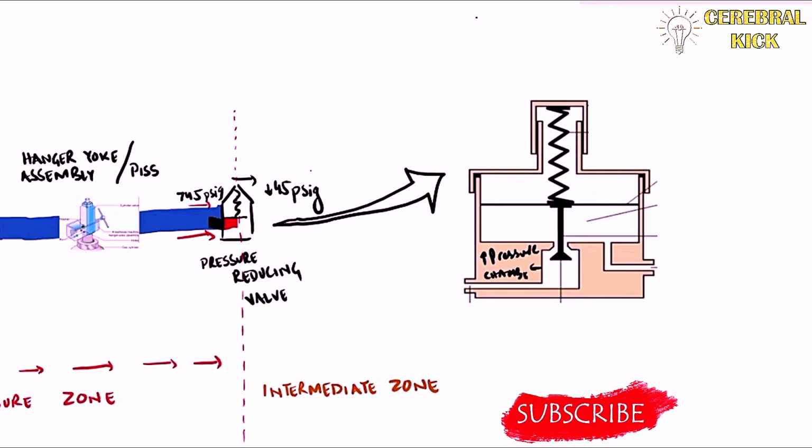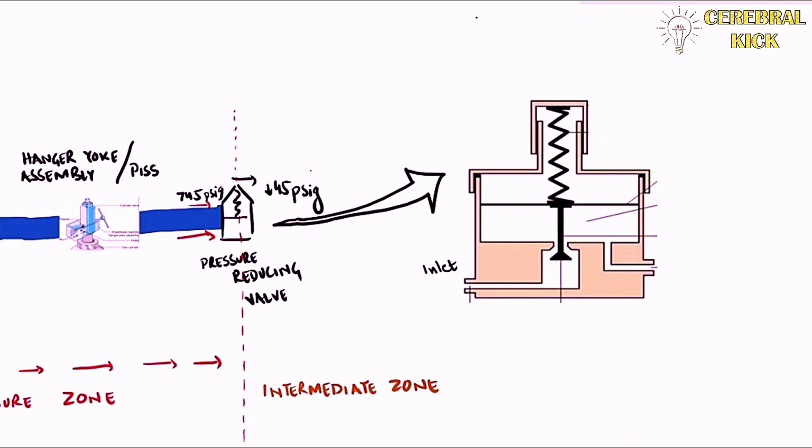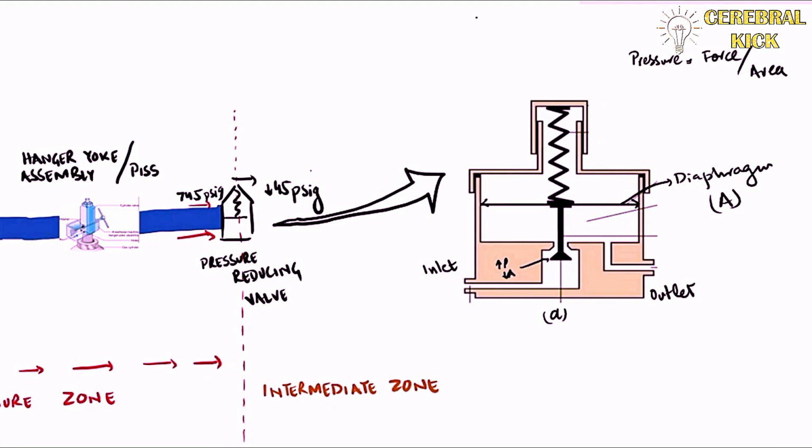In a pressure reducing valve, there is a high pressure chamber and there is a low pressure chamber, right? Now the basic principle that operates here is that pressure is force divided by area, right? So in terms of area, in the high pressure chamber, there is a small diaphragm. We can mark it as small a. Whereas in the low pressure system, there is a larger diaphragm. So the area increase would reduce the pressures.